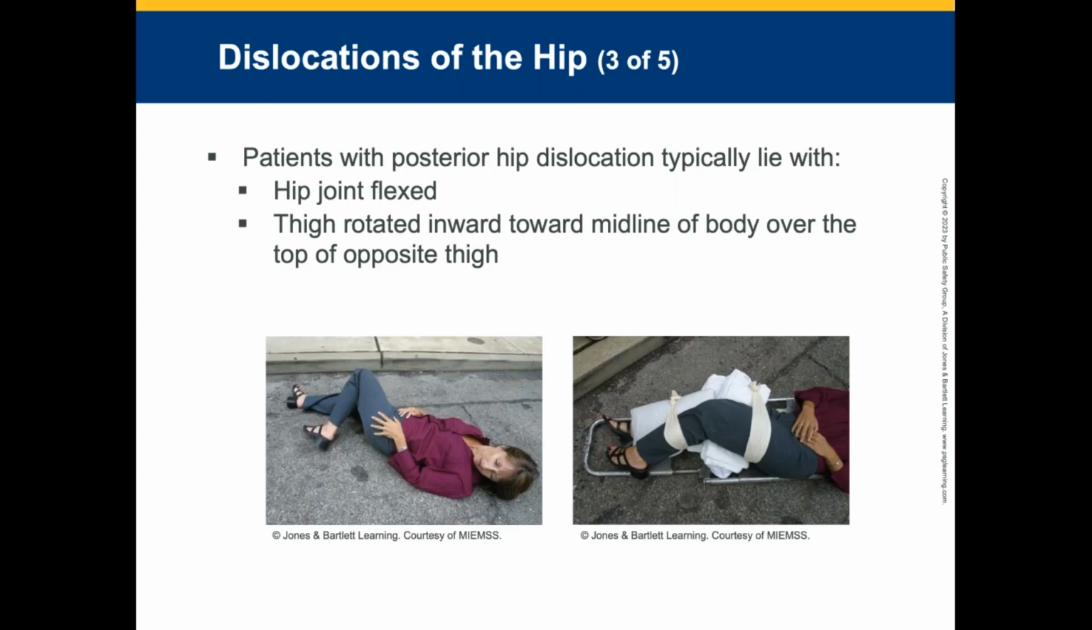All right, so patients with posterior dislocations of the hip typically lie with their hip flexed, as you can see here. The hip joint is flexed and the thigh rotated inward, in toward the midline of the body over the top of the other thigh. So they had a dislocation down here, and they're going to rotate inward. So we may have to splint. You can see the rotation as well in the foot down here. So that would be more towards that dislocated hip. So shortening, rotation, and in that flexed position. So we're going to have to stabilize in position of comfort.